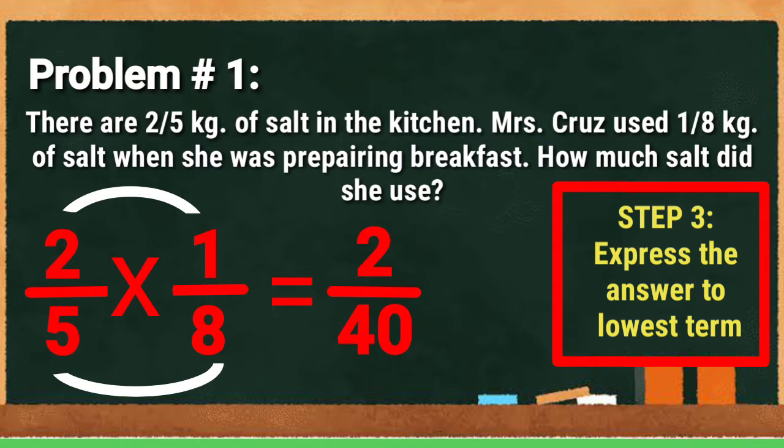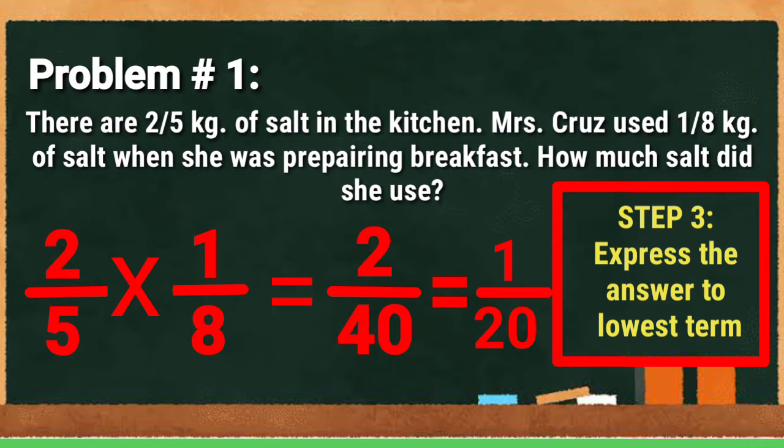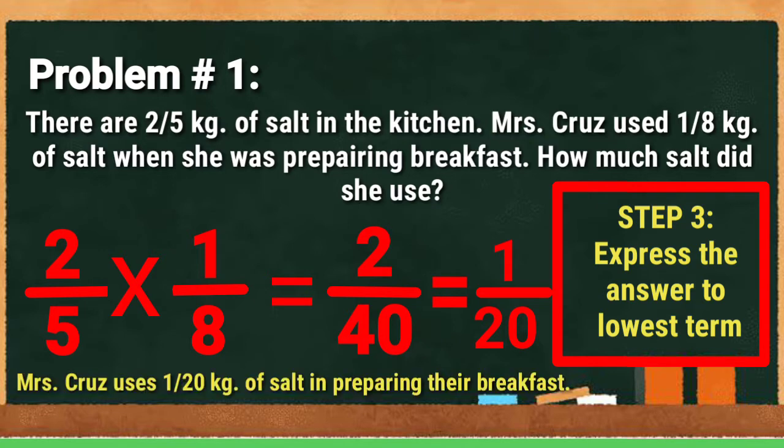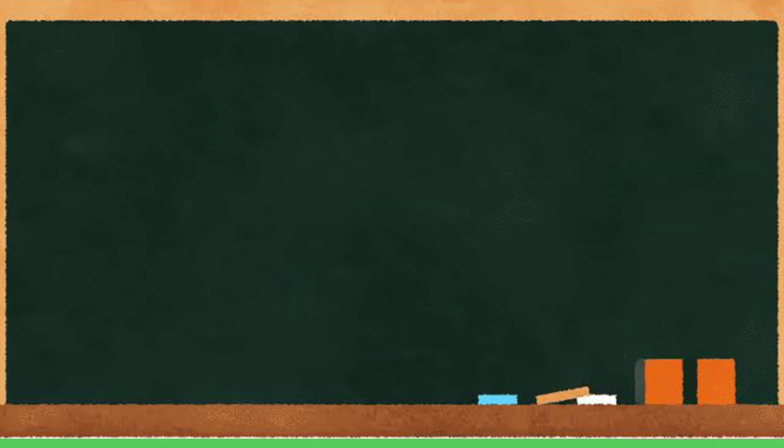Step number 3. Express your answer to its lowest term if possible. So your answer is 2 over 40. Can we still simplify it? Yes. We can still divide 2 and 40 by 2, because 2 is the common factor of 2 and 40. So 2 divided by 2 is 1, 40 divided by 2 is 20. So your answer is 1 over 20. So Mrs. Cruz uses 1 over 20 kilograms of salt for their breakfast.